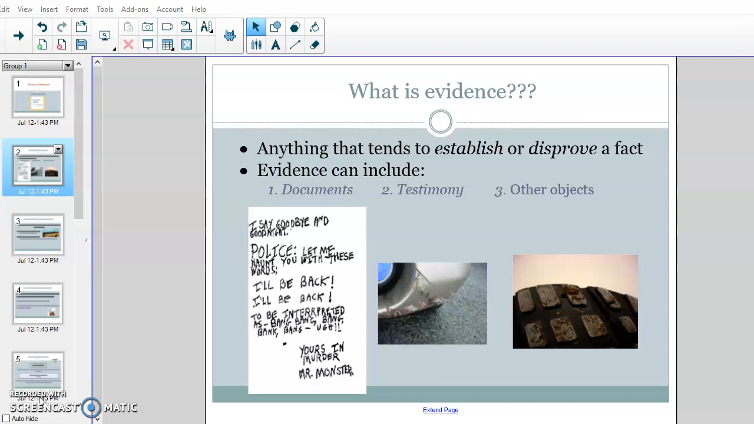admitted into court. So really quickly, evidence is anything that tends to establish or disprove a fact. It can be documents, it can be testimony, eyewitness testimony, it can be other objects, fingerprints, blood, blood spatter, hair, fibers, anything like that, okay? So when we're talking about how evidence can be admitted into court, we need to know what the rules are for getting it scientifically to be allowed in or not.